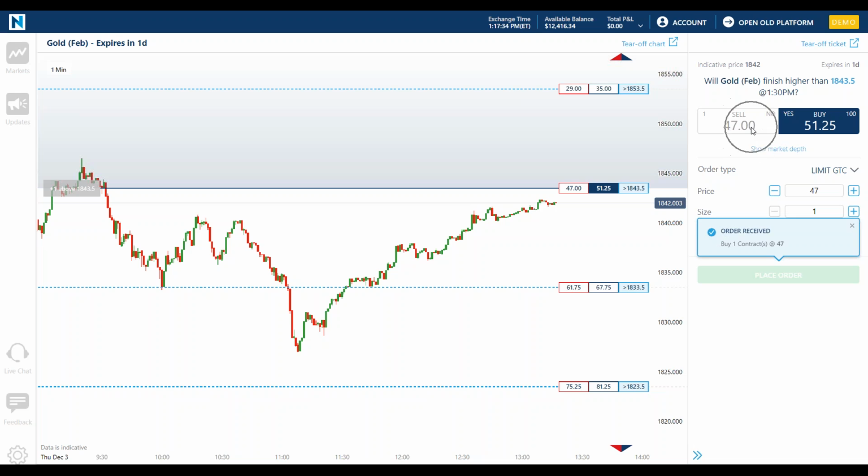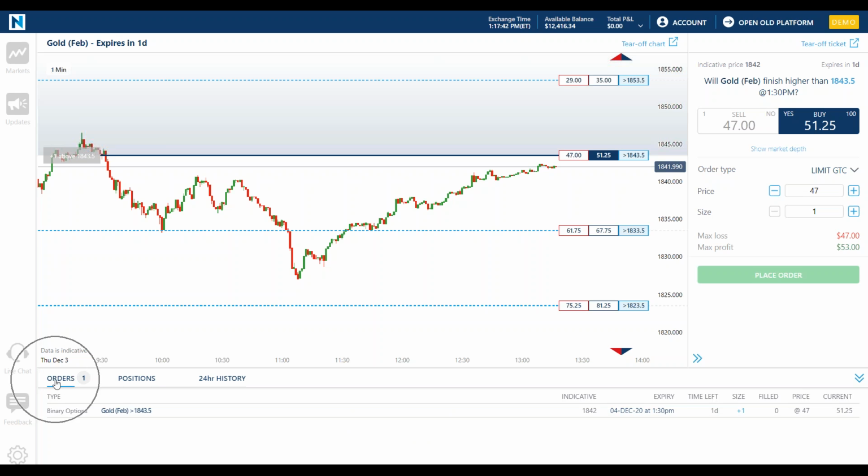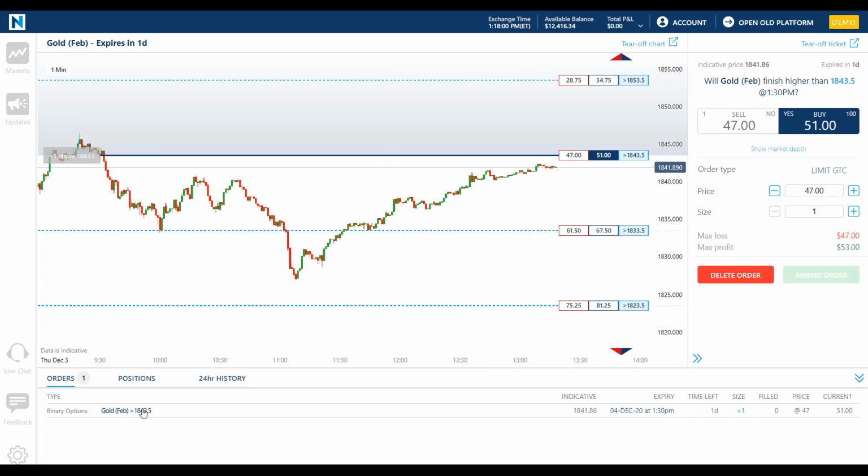Now, what happened? Look at that. There is my one lot sitting there. Remember, I'm in a demo environment. You can see in my orders panel that I'm trying to buy one at 47. I middled the market. If I want to change my bid, no one's selling it to me at 47. Maybe they'll sell it to me at 49. I can click on that, and it populates my ticket. I can either delete it, so cancel my order, or, no, I'm willing to pay 49, so I'm going to amend my order.